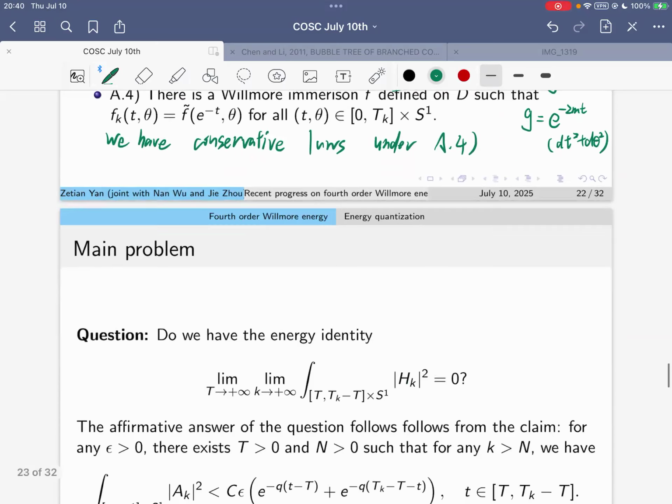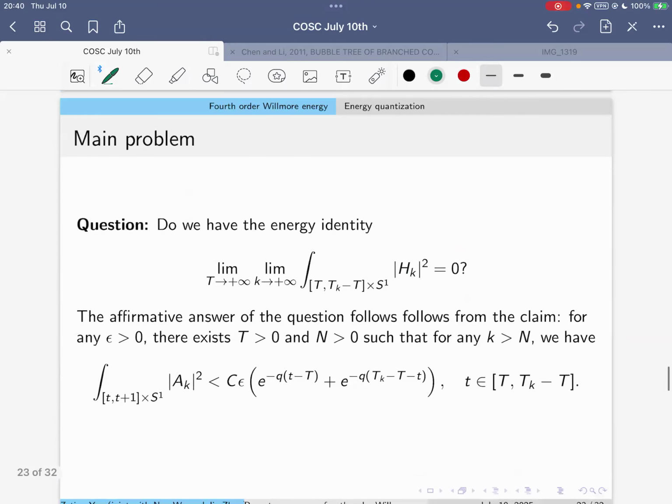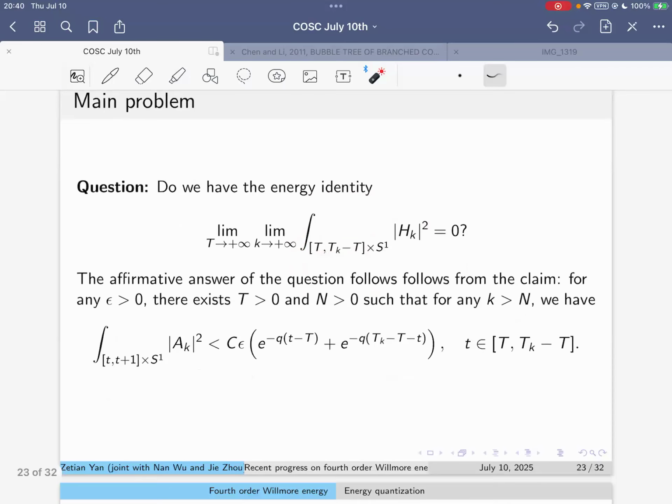Okay. And the main problem is to show that in the neck region, the neck region will not take energy. And the positive answer to this question follows from the following claim. And this is that as long as the L2 norm of the second fundamental form satisfies such kind of exponential decay, we are done. And if you are very familiar with harmonic maps, you will see that this exponential decay follows from the three circles lemma.